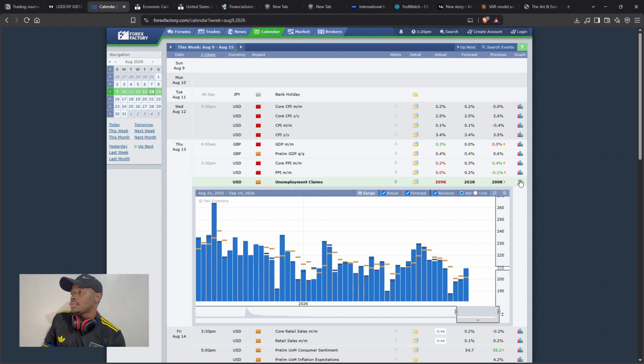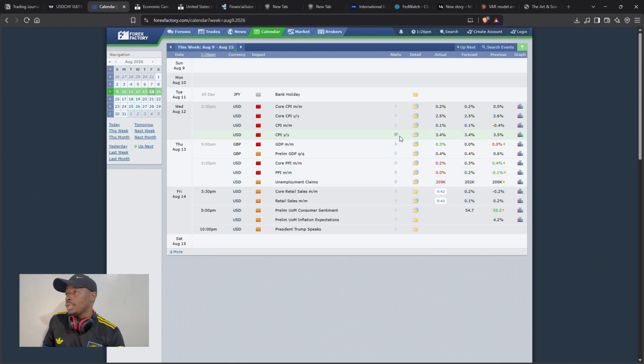So finally, let us look at the inflation numbers. Last week we saw inflation numbers coming in line with expectation, both the CPI year on year, the month on month, as well as the core inflation. Expectation for core inflation year on year was 2.5%, and it came in at 2.5%. For the non-core, let's just call it inflation, CPI year on year was expected at 3.4%, and it came in at 3.4%.